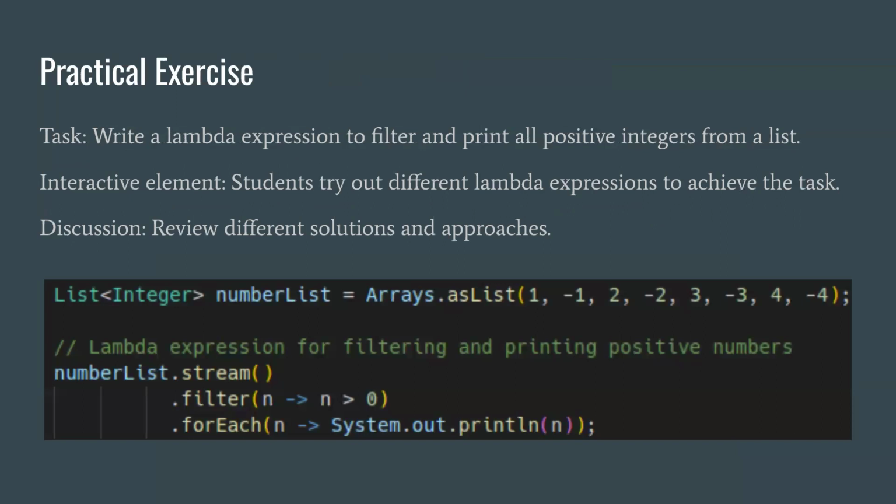Here's another example. So we are writing a Lambda expression that filters all positive integers from this list and prints them. If we are to write a Lambda expression for this, we would use the Stream API and call filter and forEach.